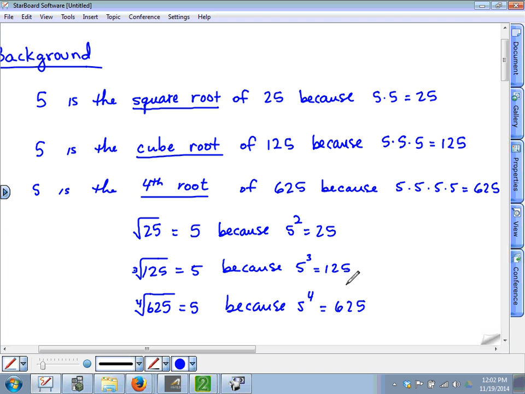27's another one. How come 27? It's 3 times 3 times 3. So if I ask you guys what's the cube root of 27, you would all say 3. What's another one? 64. Because that's 4 times 4 times 4. So if I ask you the cube root of 64, you would say 4.